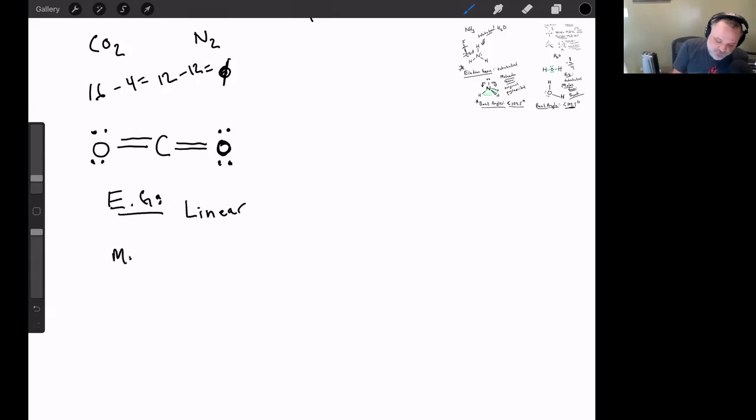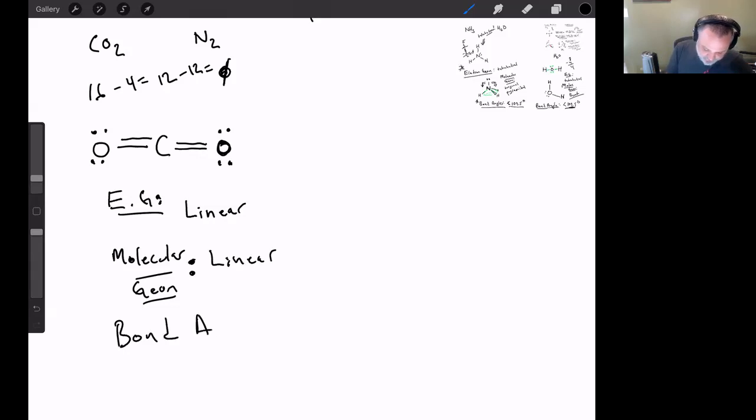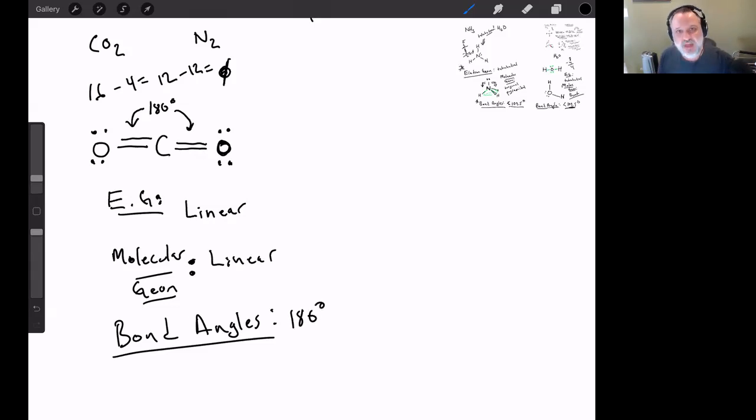The molecular geometry is still the geometry considering only the atoms, but in this case, I don't have any lone pairs on the carbon, so it's still linear. Well, what are the bond angles associated with this? Well, if you remember geometry from 8th grade, in order to have a line, the angle must be 180 degrees. And so that's what the bond angle is. It's 180 degrees.